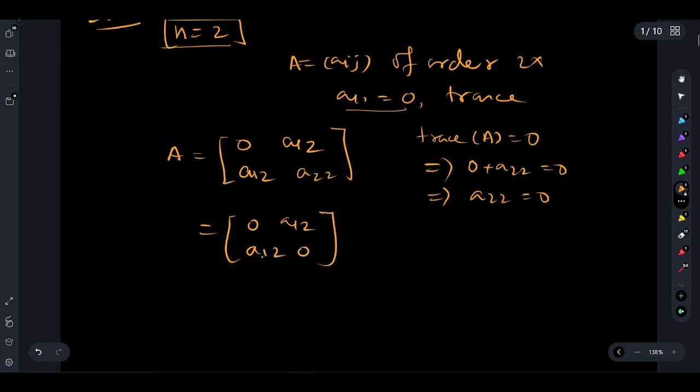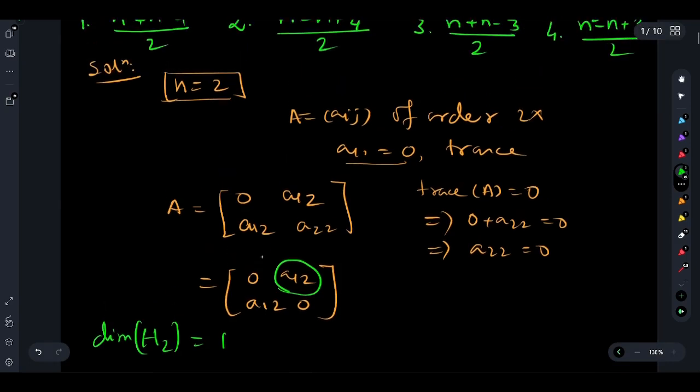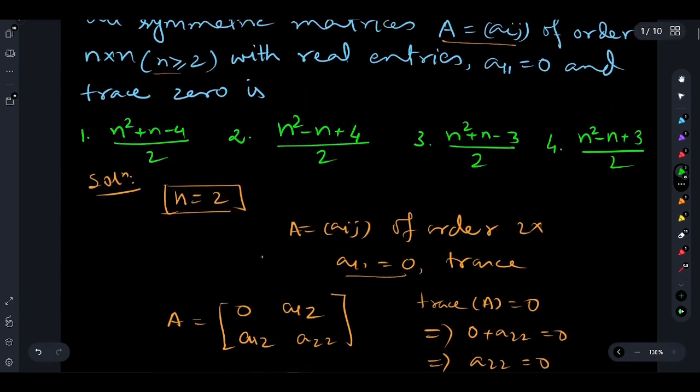So we can see that in this matrix there is only one unknown element, which is A12, and so we can say that the given vector space, if it is H2, then the dimension of H2 is equal to 1. Now, since here n equals 2, we can substitute n equals 2 in each option and check in which case the dimension of the vector space is 1.